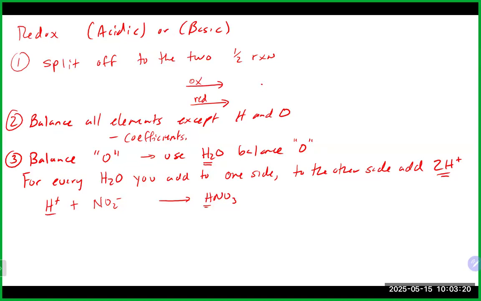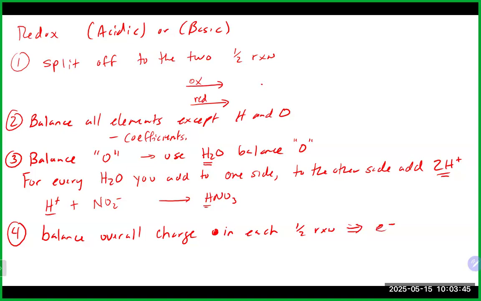Once you've balanced the oxygens and the hydrogens, what you need to do next is balance out the overall charge in each half reaction. The way that we do that is we use electrons. You're going to add the negatively charged electrons to whichever side of those half reactions needs a negative charge. When we do this, what we're looking for is not for each side to equal 0 necessarily. We're looking for each side to have the exact same charge. So if one side is 0, you want to make sure the other side ends up at 0. If one side is +3, then you want to make sure the other side ends up at +3.